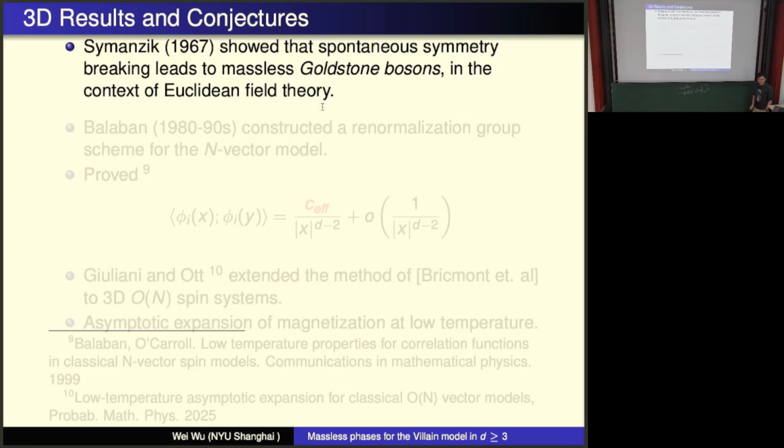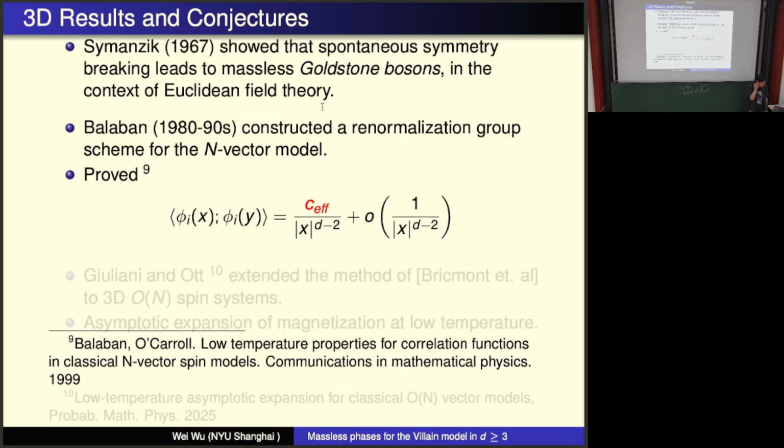Instead of 1 over x minus y, d minus 2. So the study of this Goldstone theorem was perhaps, the earliest work was perhaps from Szymanczyk, who studied that in the context of the Euclidean field theory. And Balaban has, in the 80s and 90s, proposed a different approach, which is based on renormalization group.